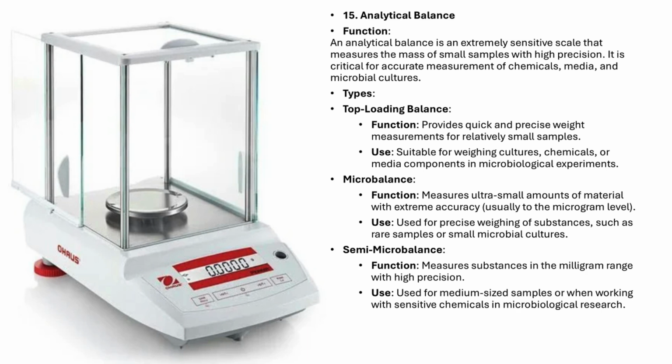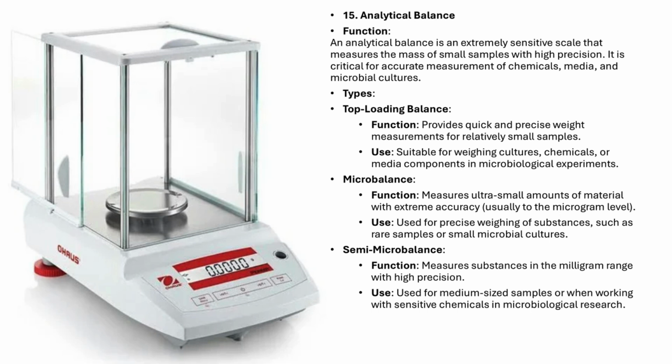Types of analytical balances. There are several types of analytical balances, each designed for specific applications and levels of precision. Top-loading balance. The top-loading balance is the most common type of analytical balance. It provides quick and precise weight measurements for small samples. It's perfect for weighing cultures, chemicals, or media components in your experiments.